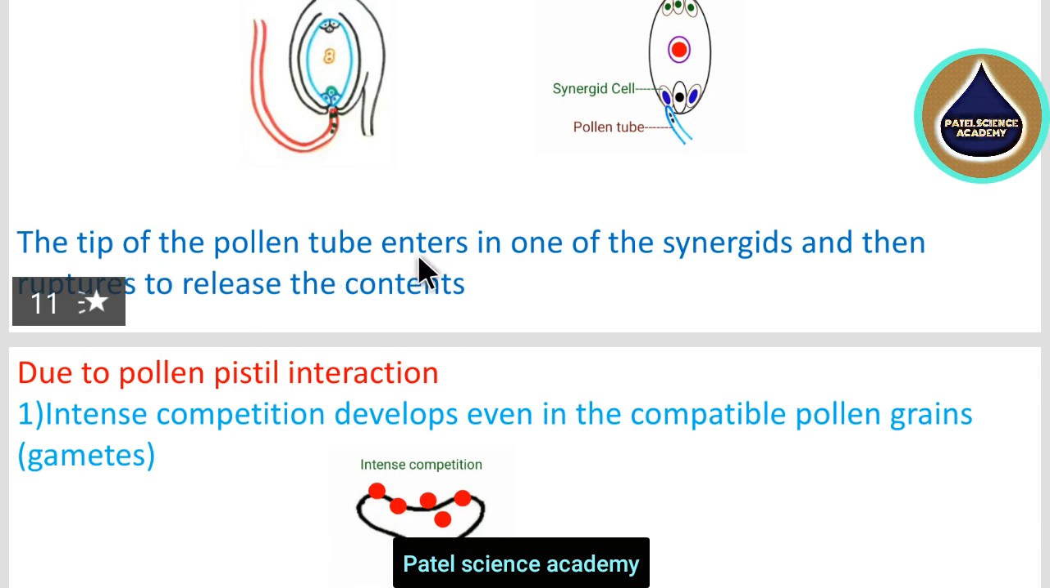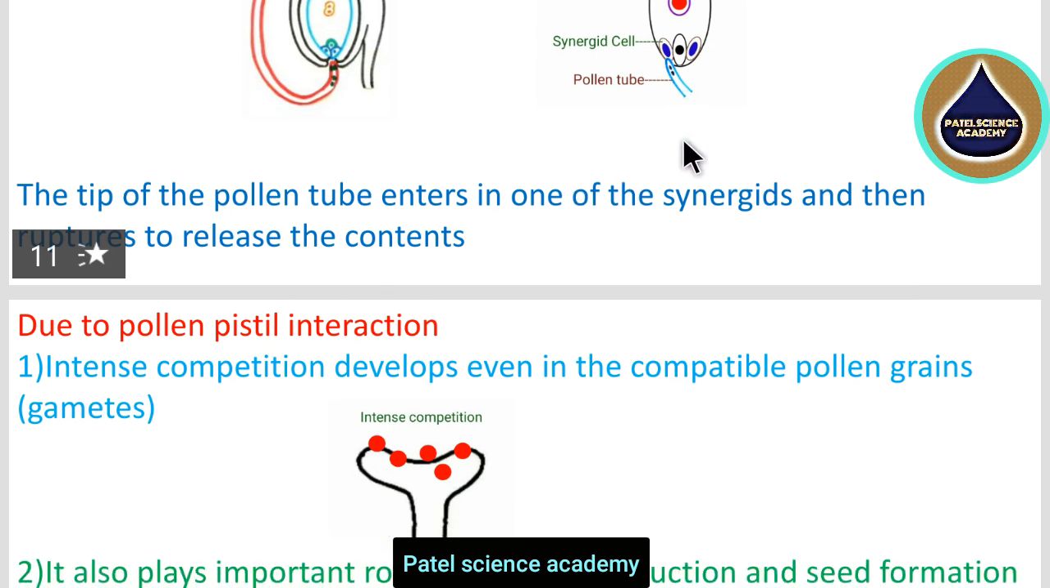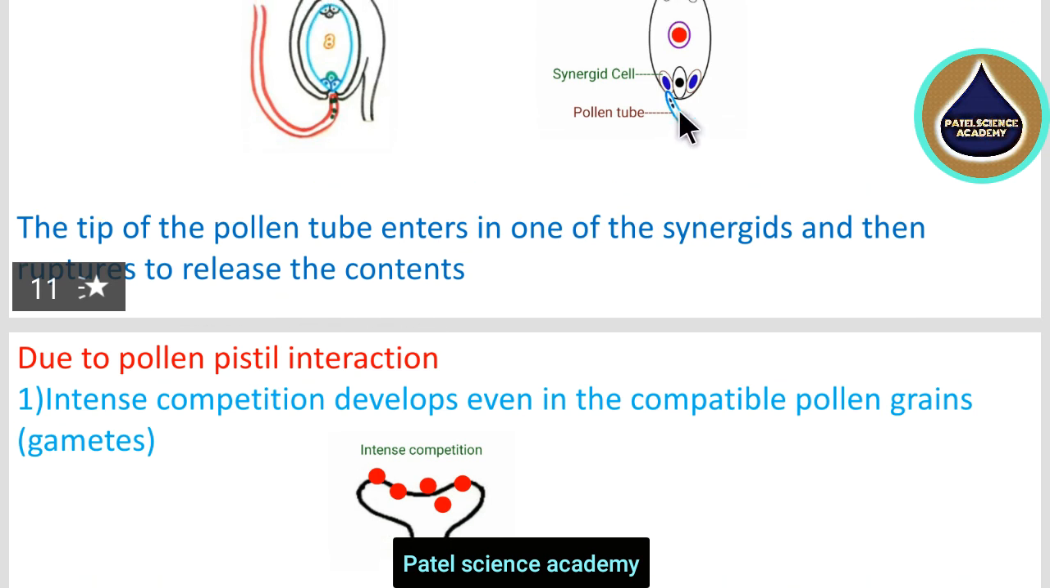The tip of the pollen tube enters one of the synergids and then releases its content. So here you can see the tip of the pollen tube entering towards the synergid site, and it is now going to release its content.